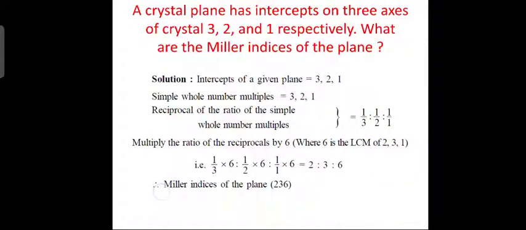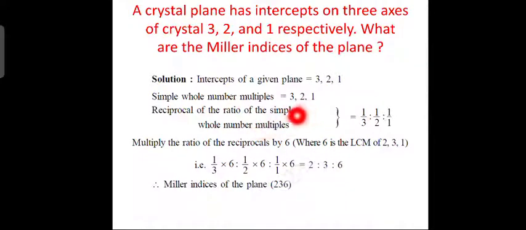Next. A crystal plane has intercepts on the 3 axes of the crystal of 3, 2 and 1 respectively. What are the Miller indices of the plane? So here there is a problem. Now how to solve this problem? The intercepts of the given plane are 3, 2, 1. Simple whole number multiples are also 3, 2, 1.